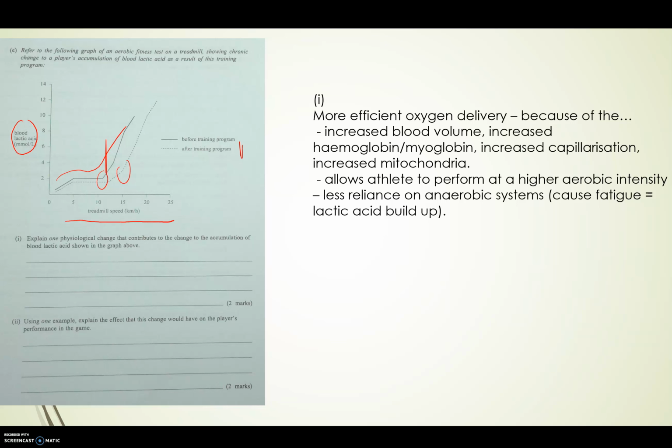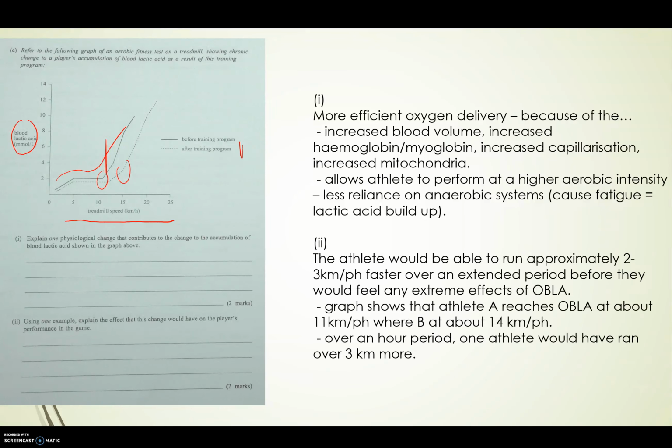So I've said a more efficient oxygen delivery because of the following adaptations that we've talked about, which allows for that oxygen delivery. So increased blood volume, increased hemoglobin, myoglobin, increased capillarization, increased mitochondria. And what this does is it allows athletes to perform at a higher aerobic intensity, less reliance on anaerobic systems, which cause fatigue. So the next question says, using one example, explain the effect that this change would have on the player's performance in the game.